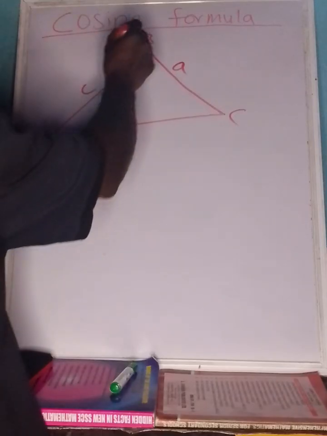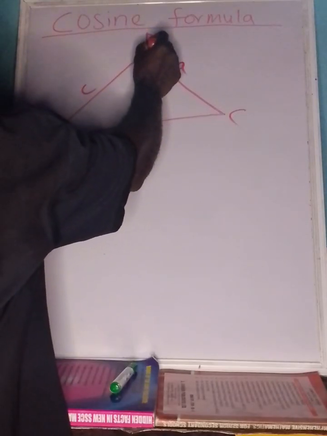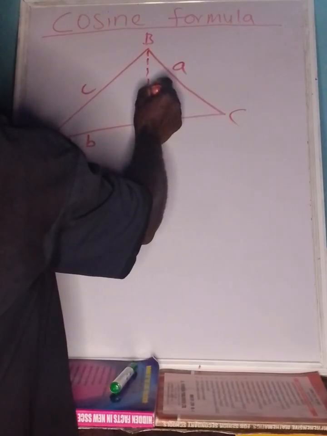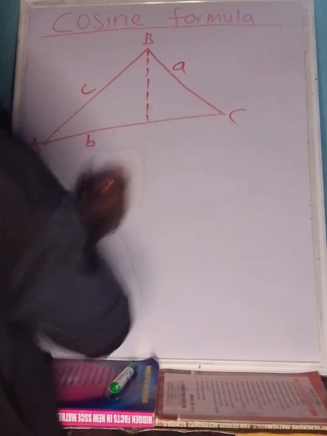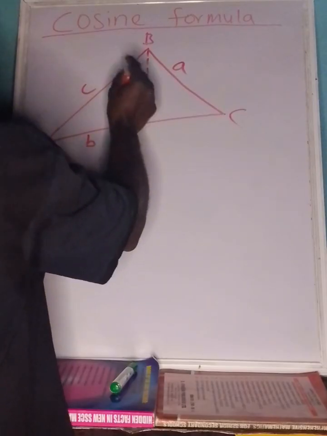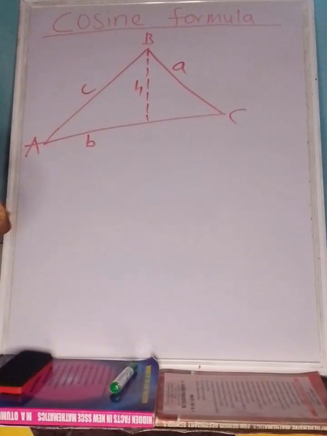Now, you are going to draw a perpendicular height of the scalene triangle. Look at the perpendicular height. You label the height as what? H. You understand? Label it as H.